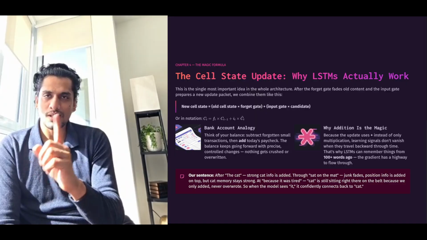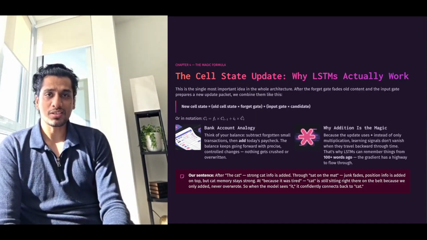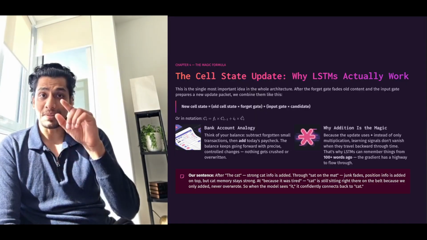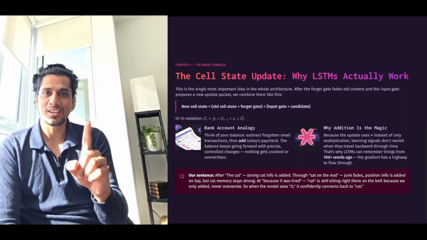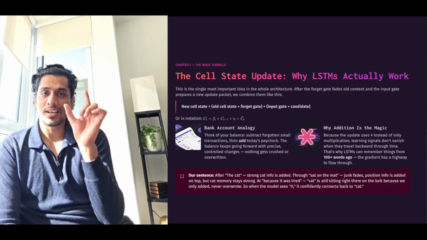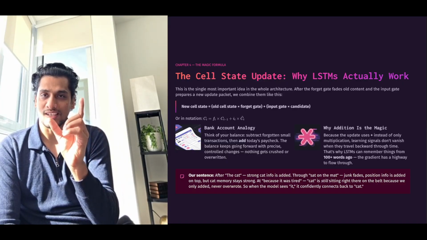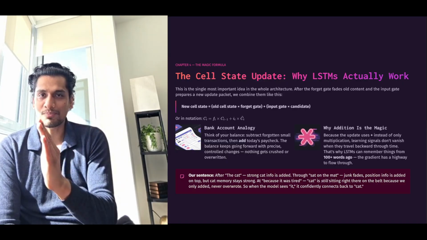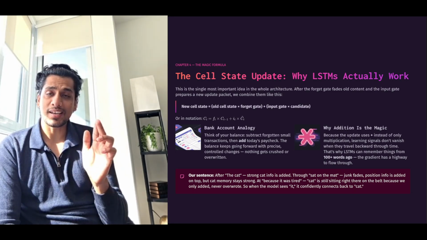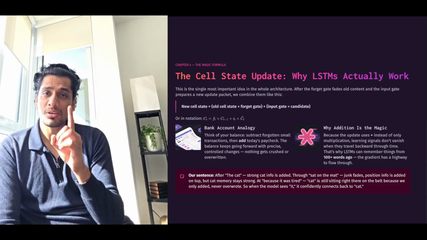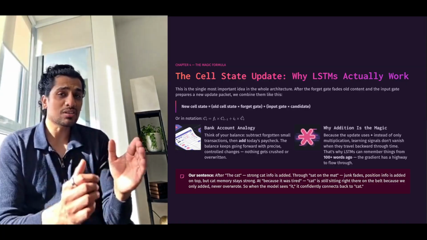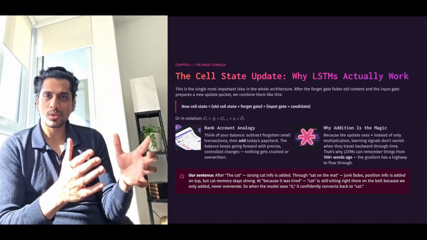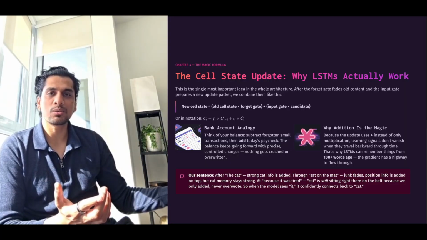This addition is the magic because it's plus instead of just multiplying everything. The learning signals don't vanish when they travel back through time. That's why LSTMs can remember things from 100 words ago. And that was one of the biggest concerns with RNNs because of the vanishing gradient problem.